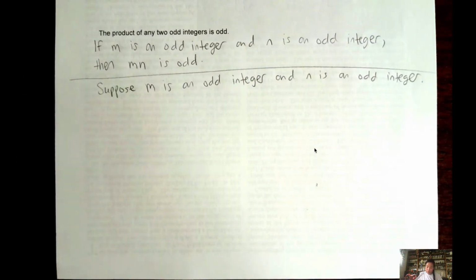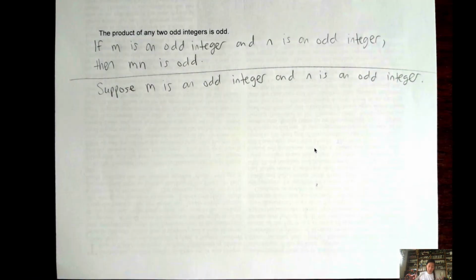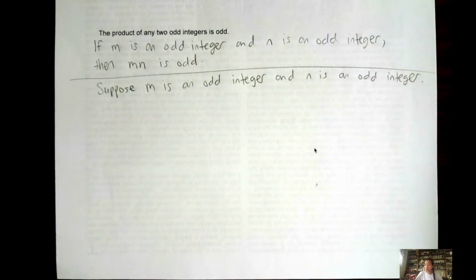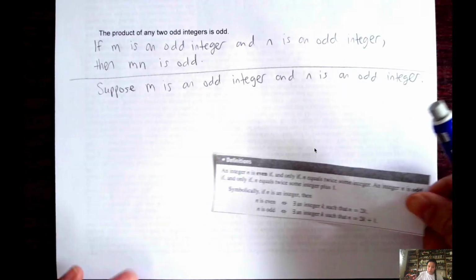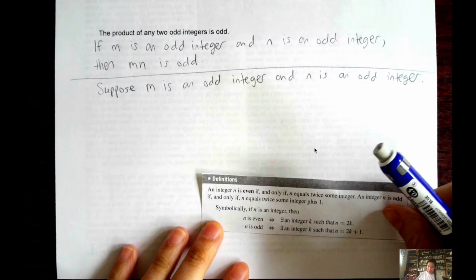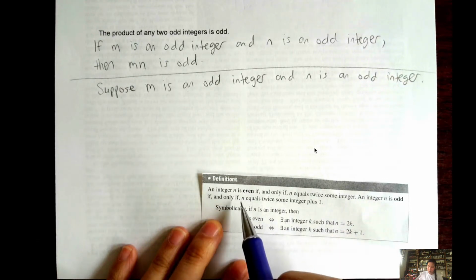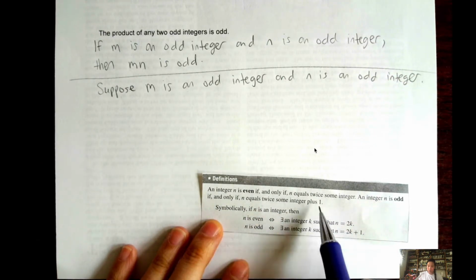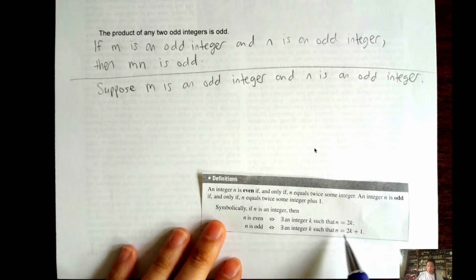And now we want to address all of the words that are a little technical. So you don't have to write the definition of integer, but you do want to write the definition of odd. So we have the definition of odd right here from the textbook. It says an integer n is odd if and only if n equals twice some integer plus 1. So n is odd when there exists an integer k such that n equals 2k plus 1.